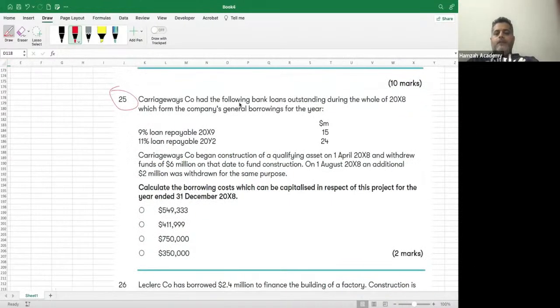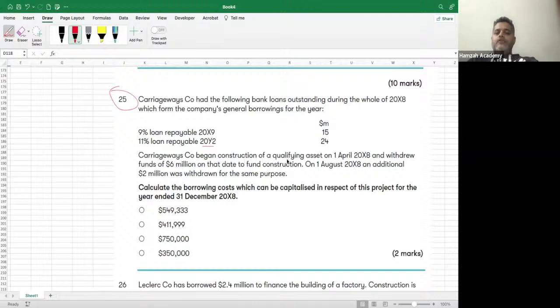Carriageway Company had the following bank loans outstanding during the whole of 20x8, which forms the company's general borrowings for the year. A 9% loan repayable 20x9 for 15 million, then an 11% loan repayable 20y2 for 24 million.